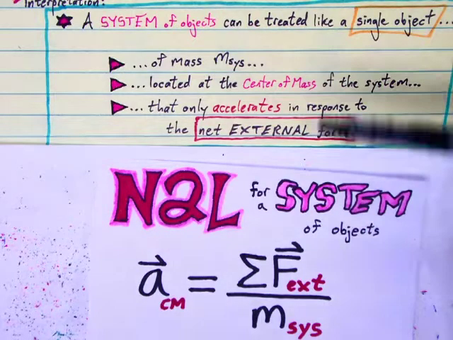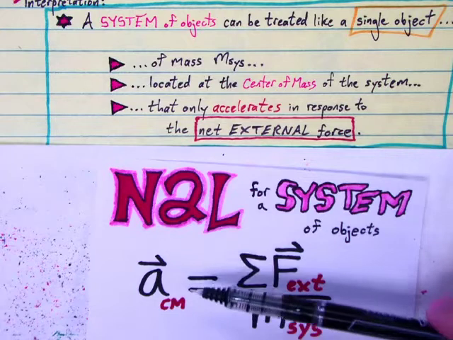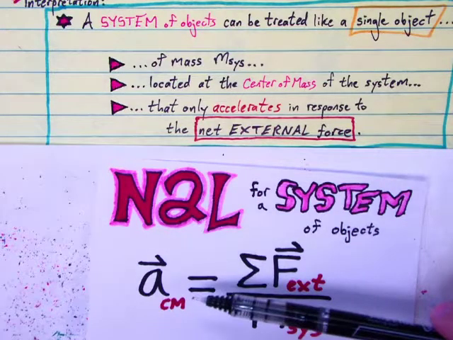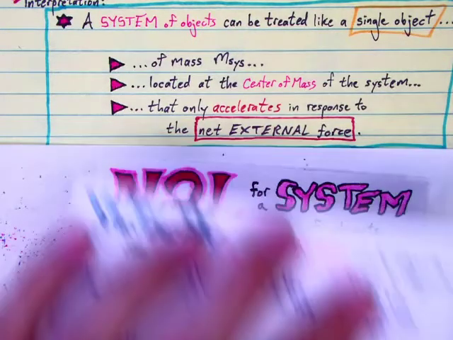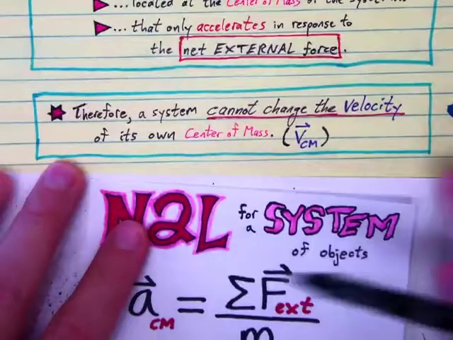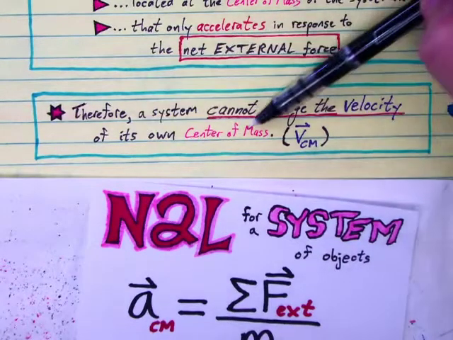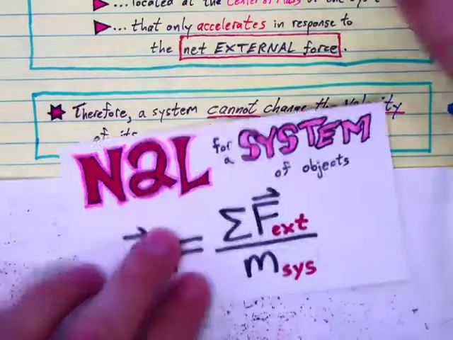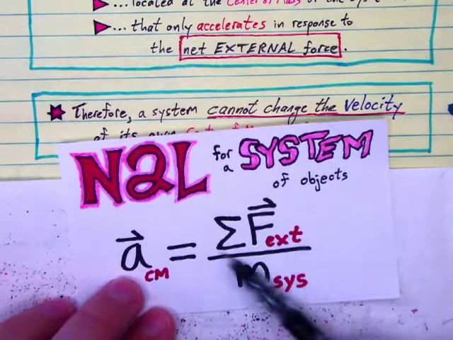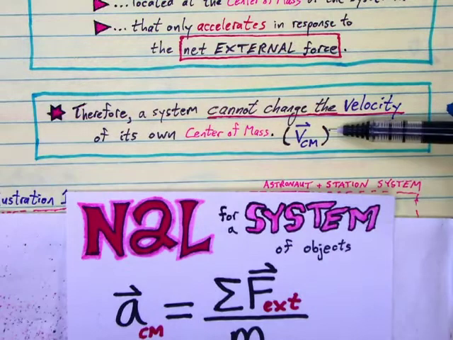And so if the acceleration of the center of mass of a system means the rate of change of the velocity of the center of mass of a system, then this law is also telling us that a system cannot change the velocity of its own center of mass. Only something from outside the system, an external force, can change the center of mass velocity.